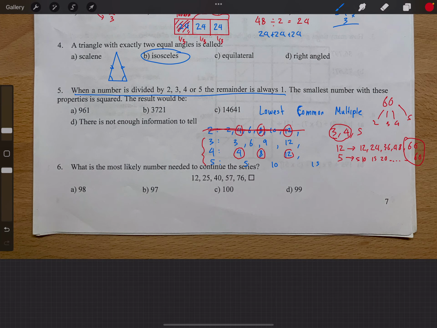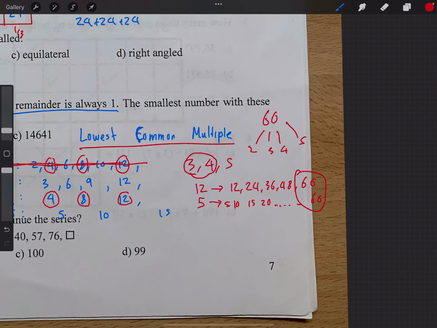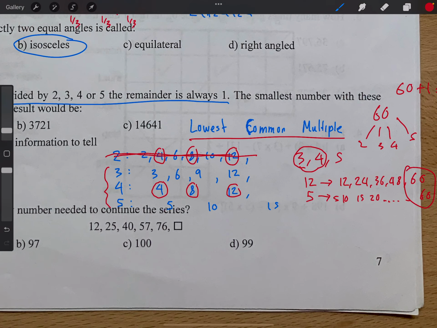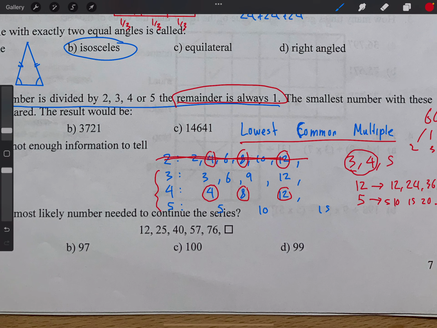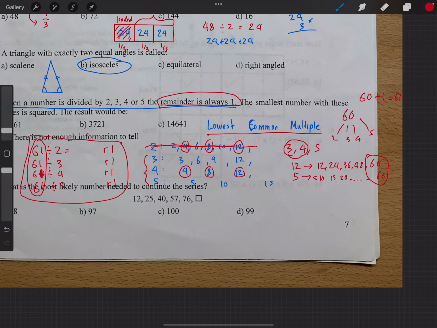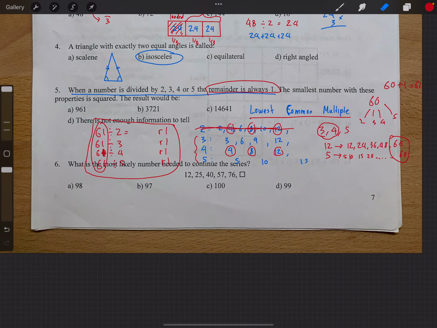So first of all, we have to find the lowest common multiple, which is 60, and then we're going to add 1 to it. So 60 plus 1, the answer is 61. And the reason I add 1 is because the remainder is always 1. So if you take the number 61 and divide it by 2, you get a remainder of 1. 61 divided by 3, you get a remainder of 1. 61 divided by 4, remainder of 1. 61 divided by 5, remainder of 1. So that's what we're actually looking for. So the number that you need is 61. Okay, so first we just figure out that it's 61. Now let's do the next step. Let me rub this out.